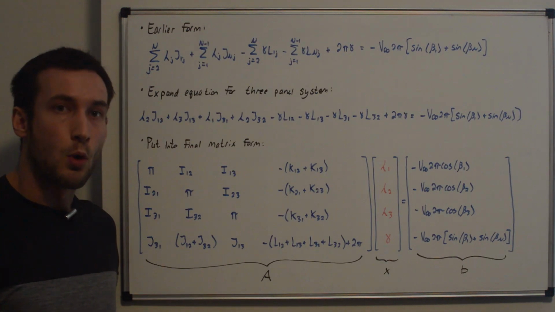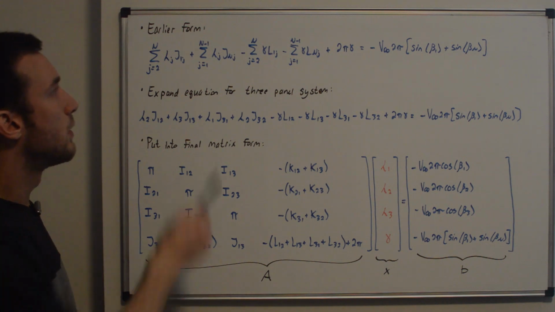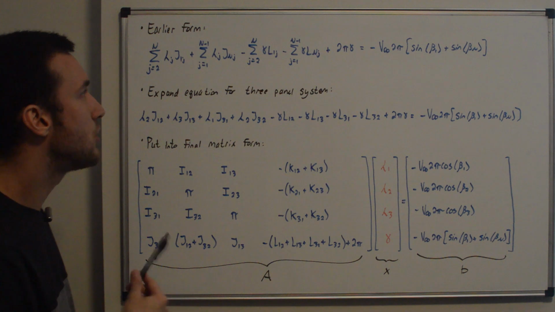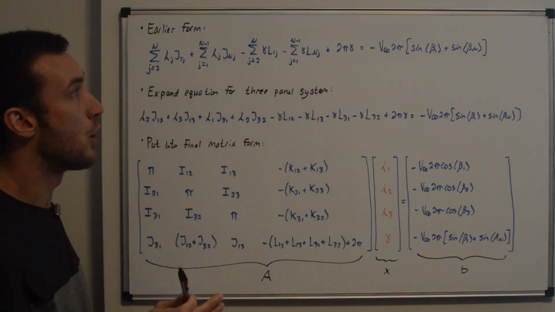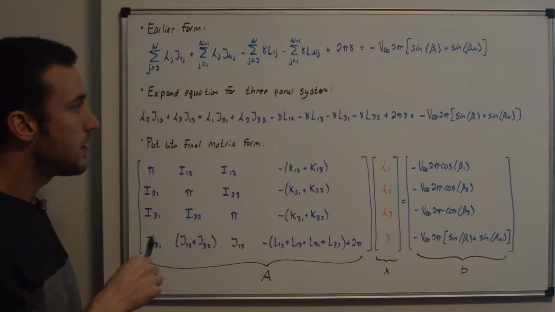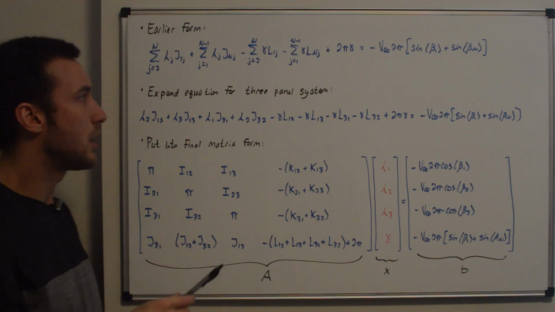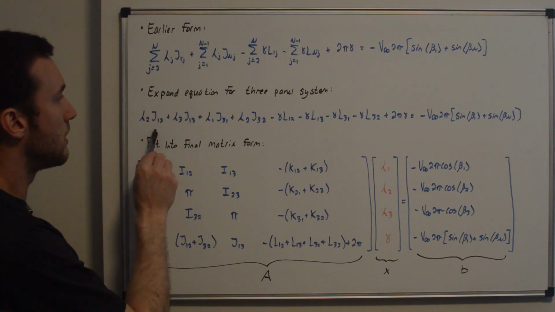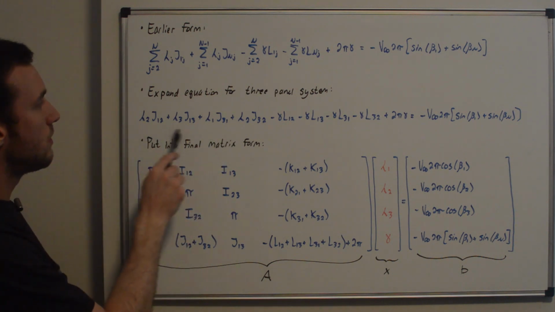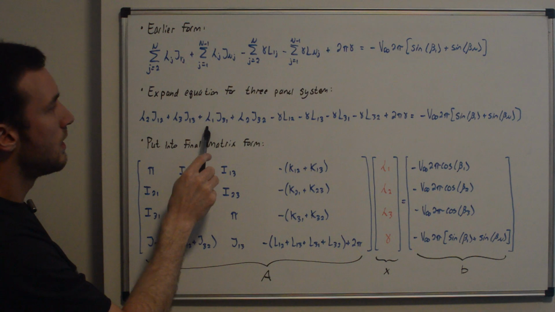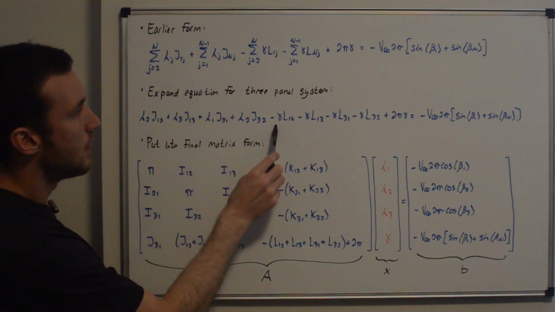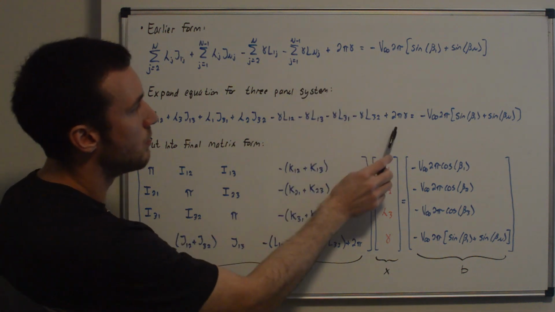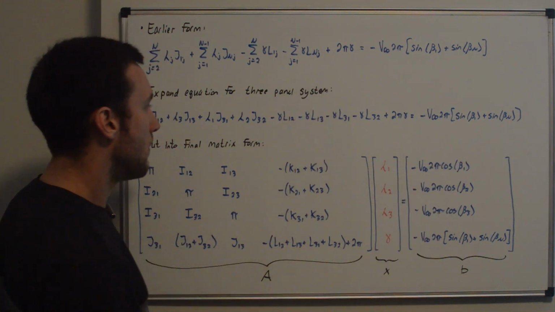Like I mentioned before, we're going to go back to an earlier form of the equation because it'll be easier to put it into the matrix form, and that's what you're seeing up here. We've already gone over this equation. Now, to put it into the final matrix form for the 3-panel system, I'm going to expand this equation for the 3-panel system, and that's what you're seeing down here. These 2 terms come from this first summation, the next 2 come from the next summation, these 2 come from this summation, these 2 come from this summation, then we have plus 2 pi gamma here, and then we have the right-hand side.